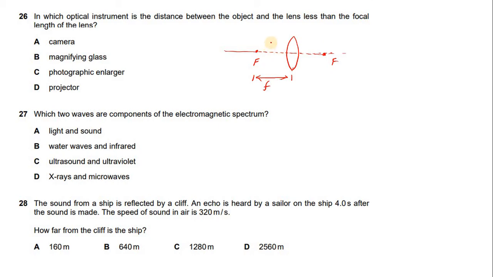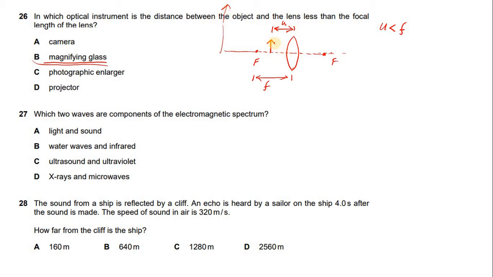That means the object is here. This is the object, so this is the object distance, and this object distance, U, is less than the focal length. In this case, if the object distance is less than the focal length, or the object is inside the focus and the lens, then this lens behaves as a magnifying glass. So in case of a magnifying glass, the object distance is smaller than the focal length. That's why we have an enlarged and virtual image.